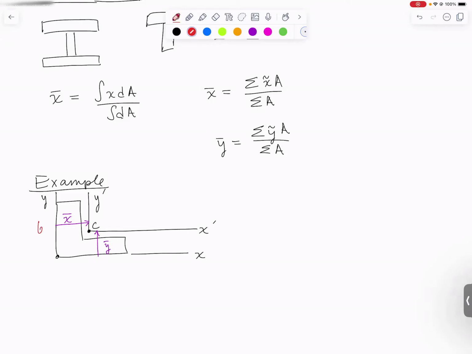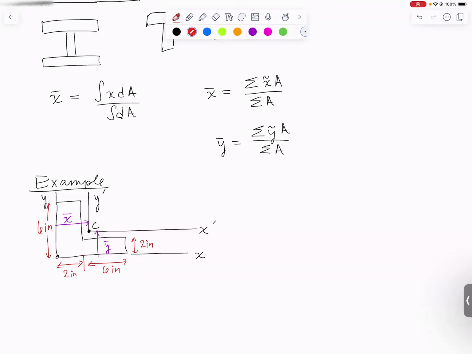And I do need some dimensions for my shape. The overall shape is 6 inches tall, and the smaller box on the side is 2 inches tall, and the total width is actually 8 inches, but it's broken up into a 2-inch piece followed by a 6-inch piece. So we just have two rectangles that are both 6 inches by 2 inches that are joined together, and we're going to use that information to find the centroid of the entire thing.